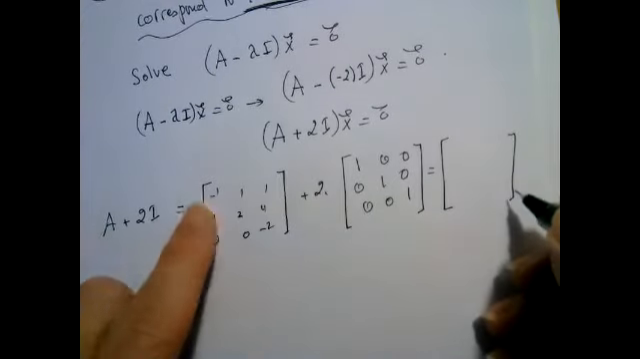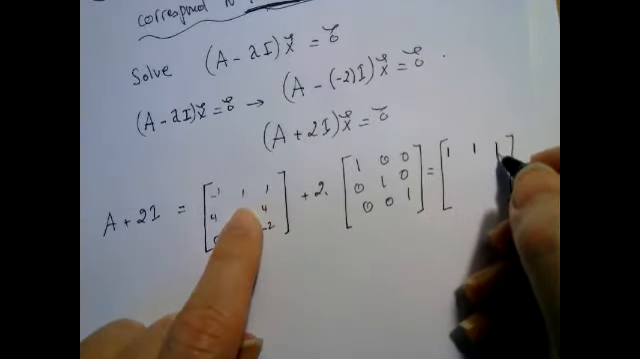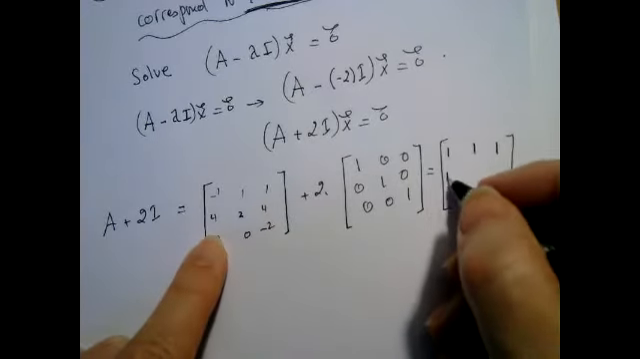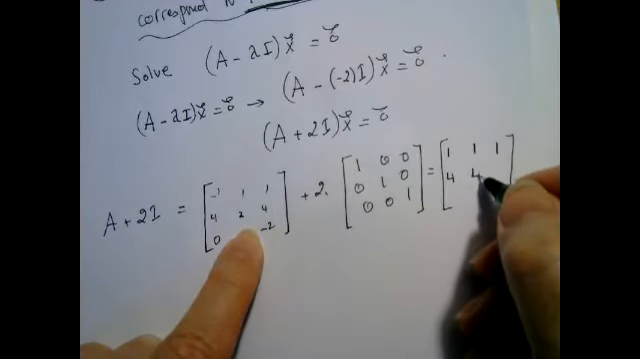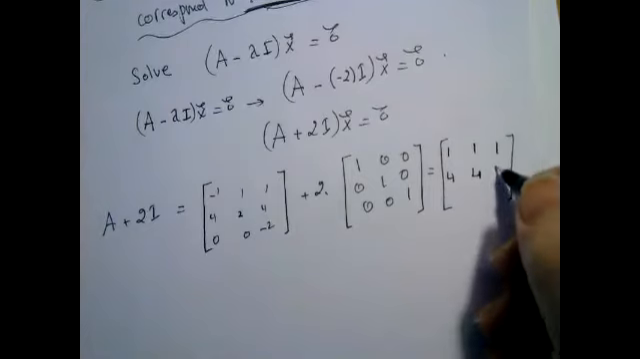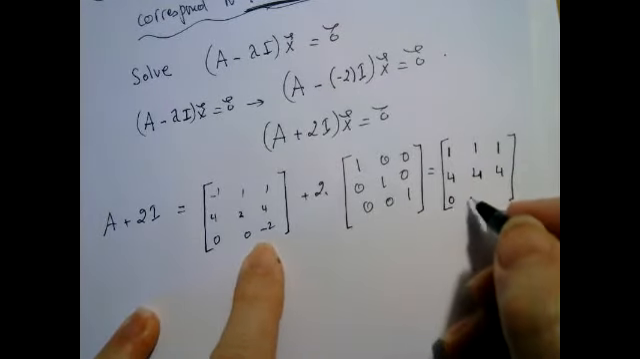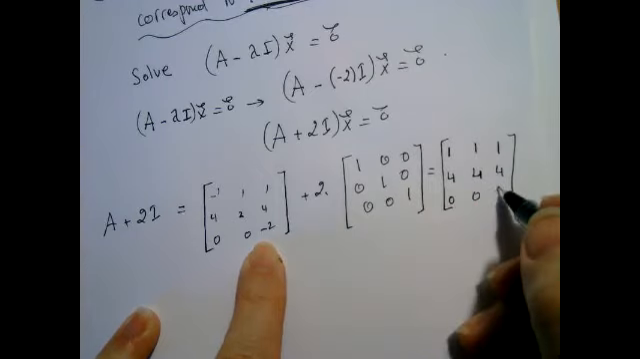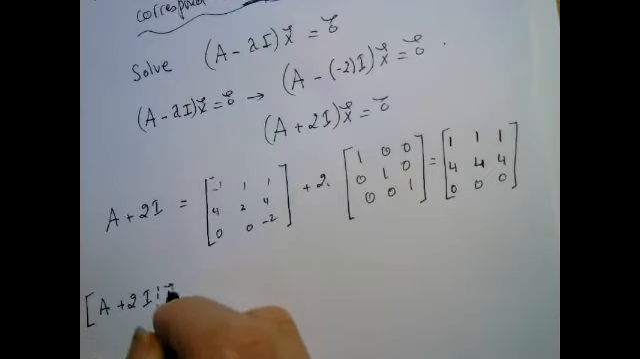If we add them, I will get minus 1 plus 2, which gives me a 1. The terms off the diagonal, we're adding 0 to them, they don't change. It's only those along the diagonal that change. I will have 2 plus 2, which is going to give me a 4 in here. The off-diagonal terms don't change. And finally, I have minus 2 plus 2, which is going to give me a 0. So now we need to solve the system (A plus 2I) x equal to 0. This is the homogeneous system I need to solve.